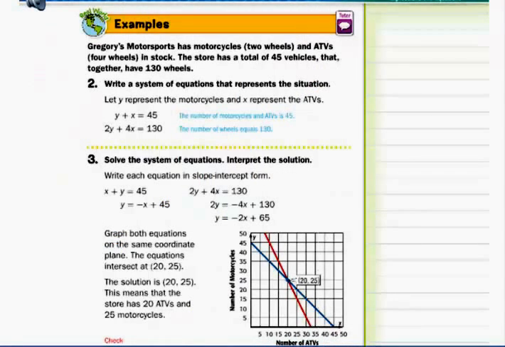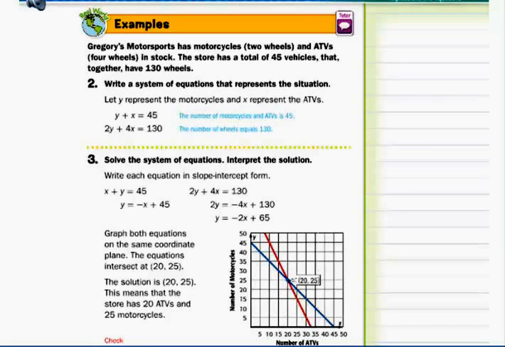All right, back to the book on this. I want to look at examples 2 and 3 quickly, not necessarily the graphing part, but just getting the equations part. Number 2, Gregory's Motorcycles has motorcycles, 2 wheels, and ATVs, which obviously have 4 wheels, in stock. The store has a total of 45 vehicles that together have 130 wheels. This is a typical ISAC kind of question, and you can solve it using algebra and not just a guess and check, which sometimes will take you forever.